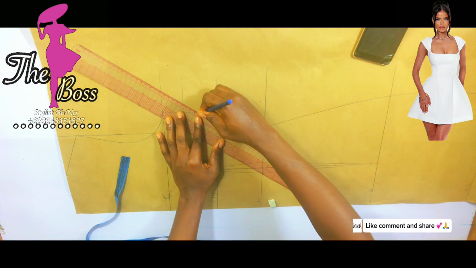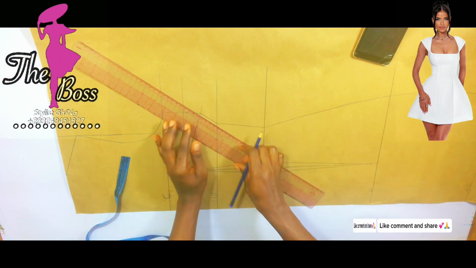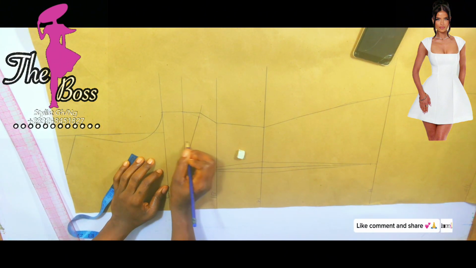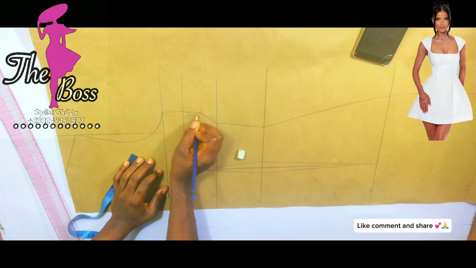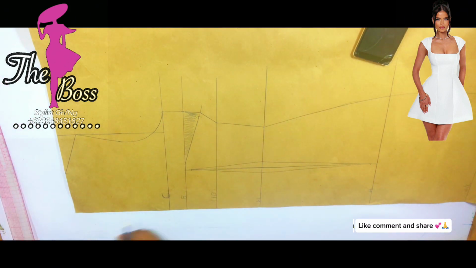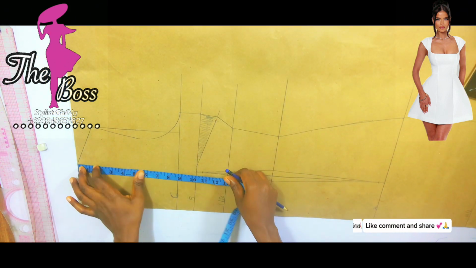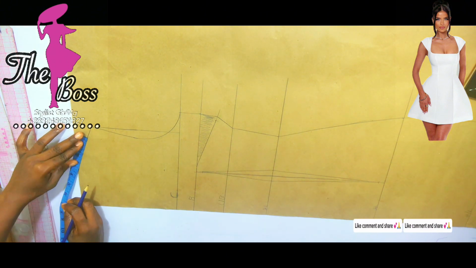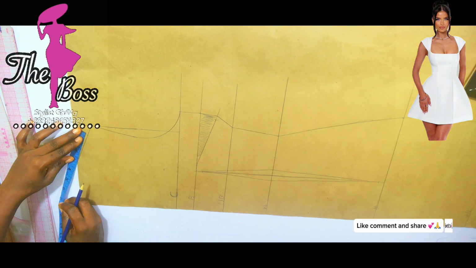Don't leave the dart when one leg of the dart is short and the other one is long. So just do it like so. It is very, very helpful. So now I've gotten my bust dart of 1.3. So now the next thing is for me to go ahead and mark the depth of the neckline.